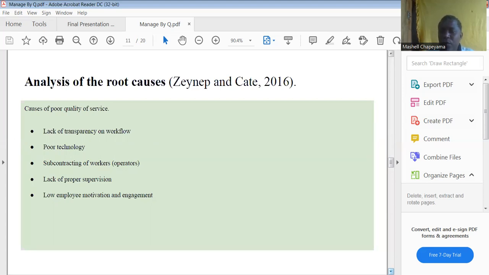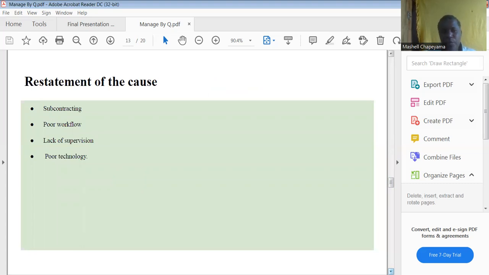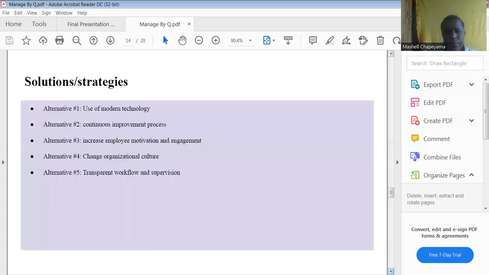Also, there's poor technology. We're talking of equipment and machinery used in cleaning, and the subcontracting of the employees usually results in low motivation and employee engagement. And there's also a problem of poor supervision. You know, some of the supervisors are not on the ground, and there's also poor communication between the supervisors and the employees. So after discussing all this, what is the problem? Like we are saying, the cause of the problem is subcontracting of employees. Then there's poor workflow, lack of supervision, and poor technology.